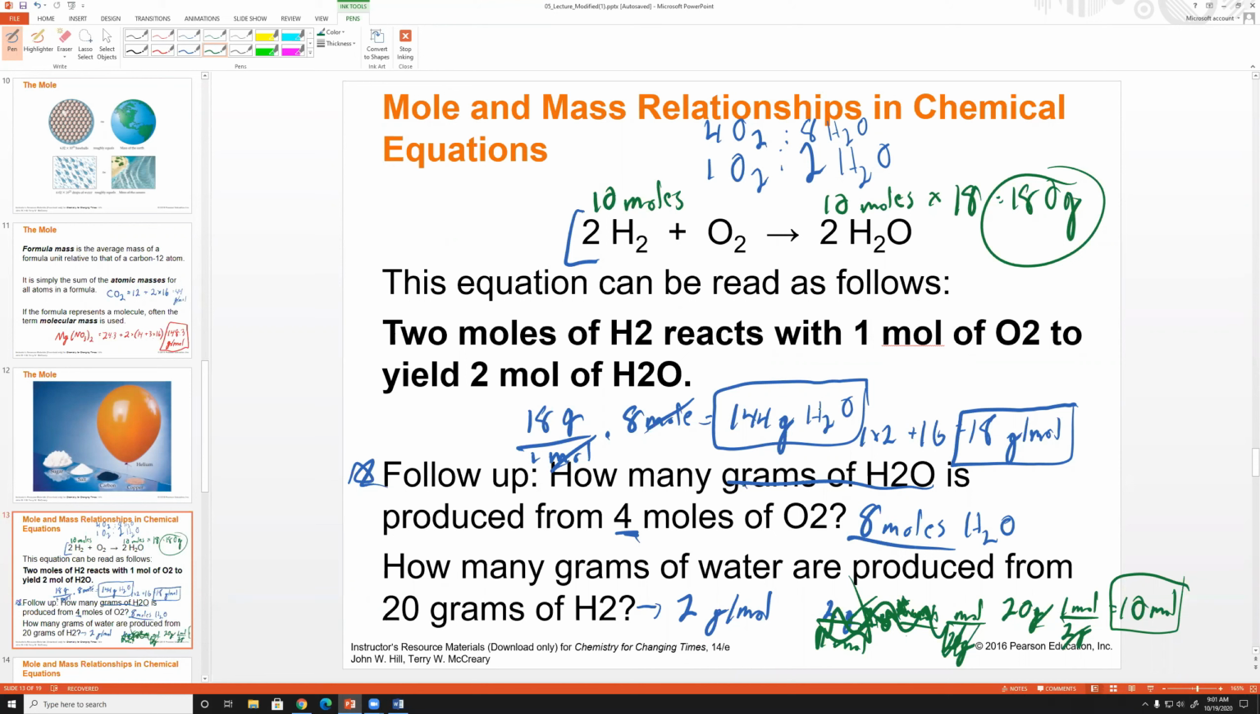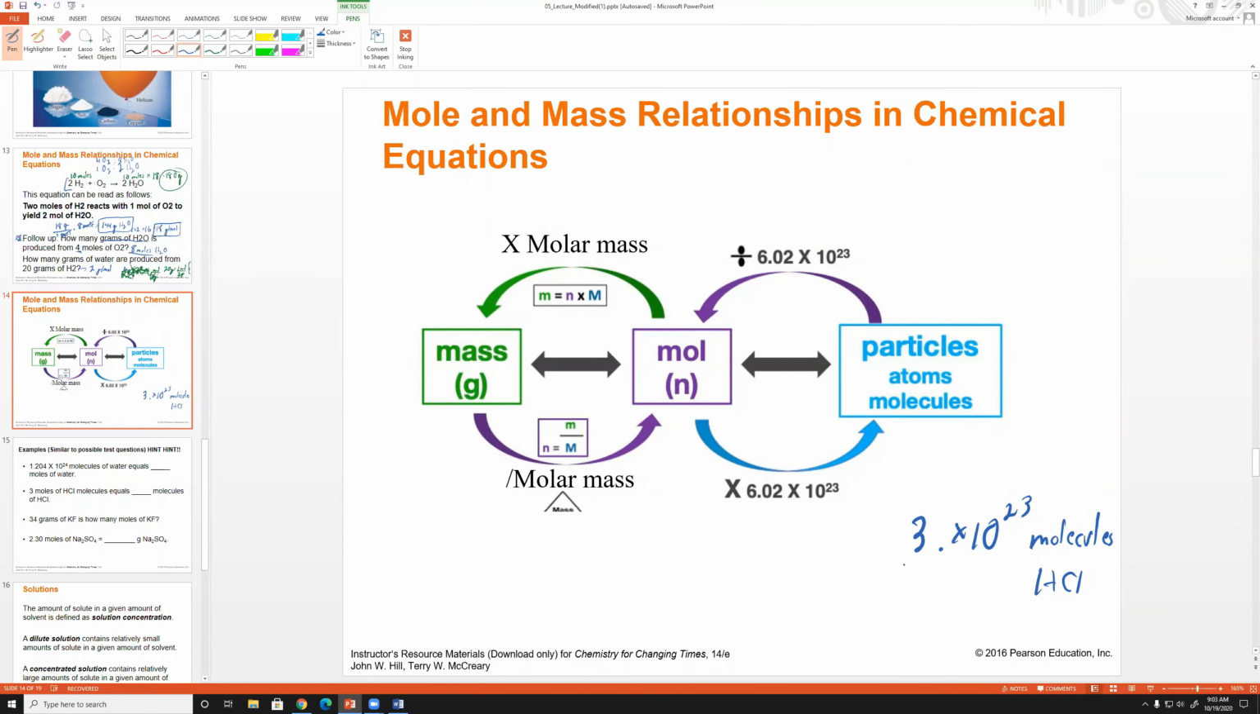Let's say we have 3 times 10 to the 23rd molecules of HCl, and we want to figure out how many grams that is. So we want to go all the way over to grams. How would we do that?